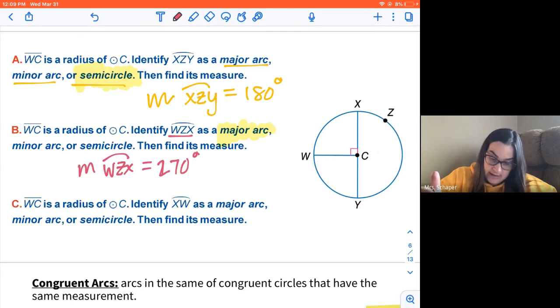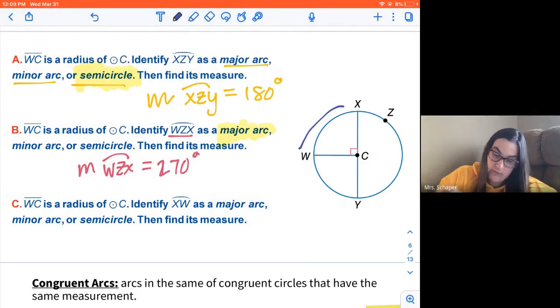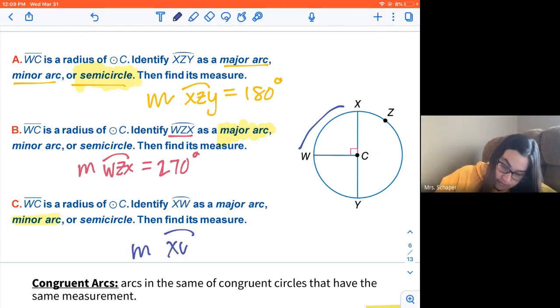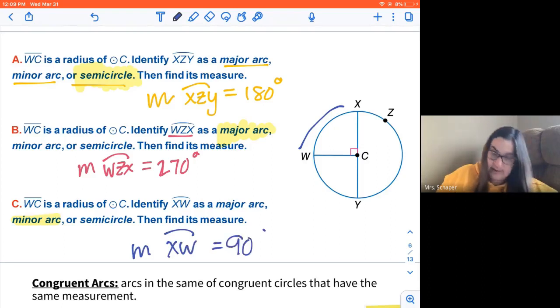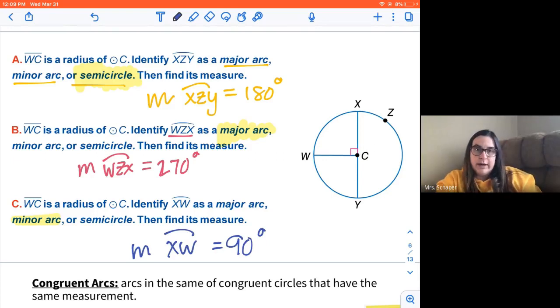And then looking at this last one, WC is the radius. Identify XW. Again, we want to follow the order that they go. And so it is considered a minor arc, and its measure, the measurement of arc XW, is 90 degrees. If you don't get anything else out of here, when you look at arcs, you've got to go in the order in which the letters are written.